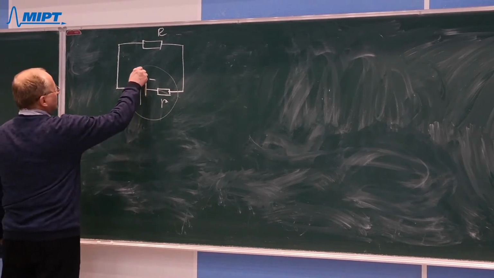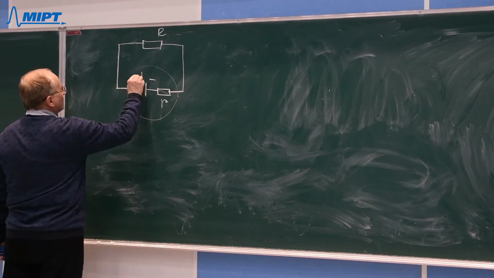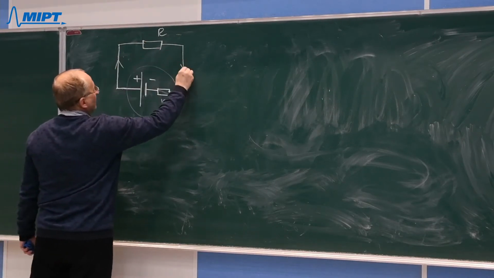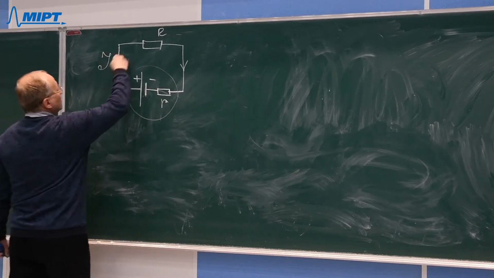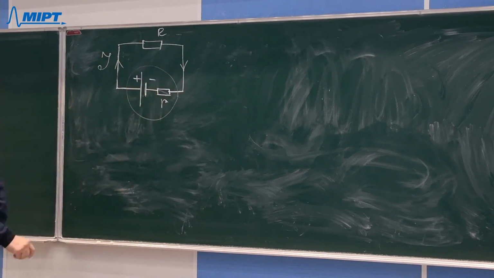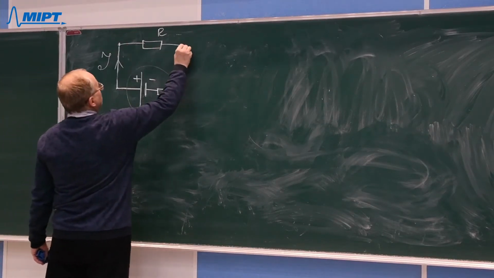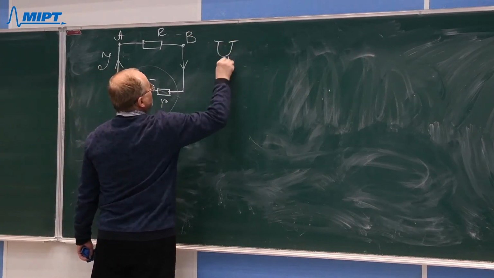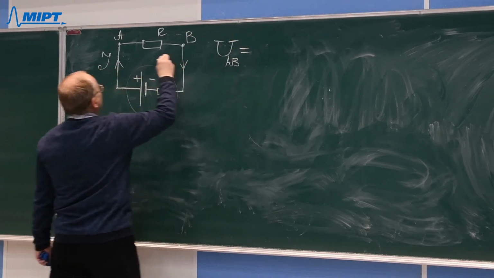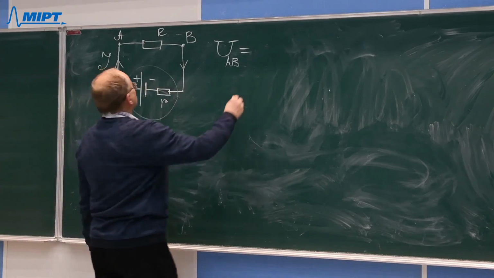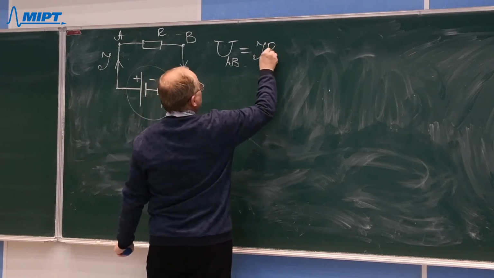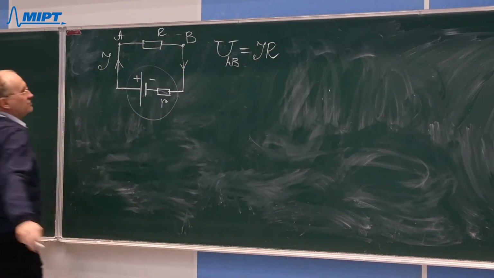So the electrical current will flow from plus connector to minus connector, that is in this direction. That will be the current flowing in this circuit. If there is a current, then there will be a potential difference between these 2 points, points A and B, and the potential difference between A and B will be equal, due to Ohm's law, the strength of the electric current times the resistance of this resistor.